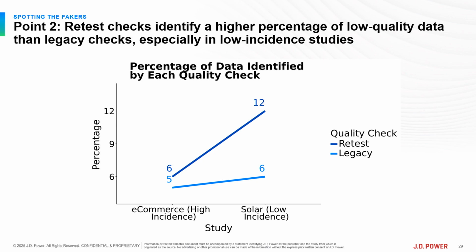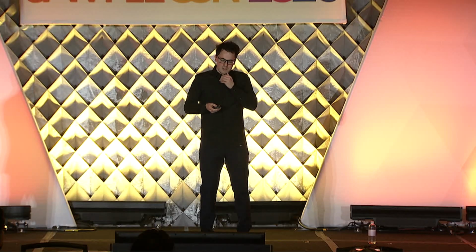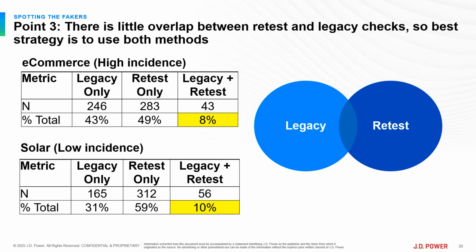What makes it interesting is that with a low incidence study like solar panels, that shoots up to 12%. That's twice as much as a legacy check at 6%. So the retest checks are proving their worth in situations that arguably matter even more. And then the next question becomes, well, is there any overlap? If a respondent fails the retest check, do they fail the legacy check? Are they likely to fail it? Yeah, no. 8 to 10% overlap, very small.